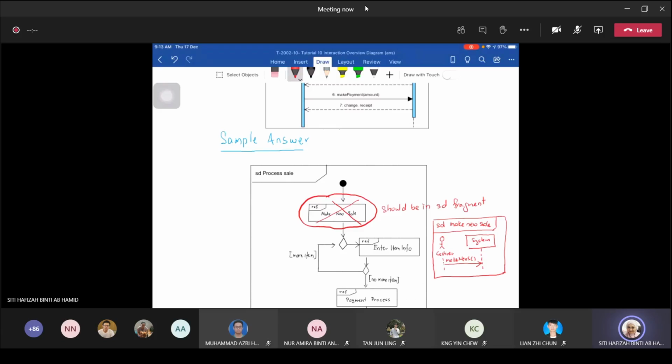Because if you make it a reference, make new sale, it means you are telling there are some main flows, not only one. It must be some flows involved. That's why you need another sequence diagram. But this one is very simple. So it's just make new sale, and then after that, the next thing to do.